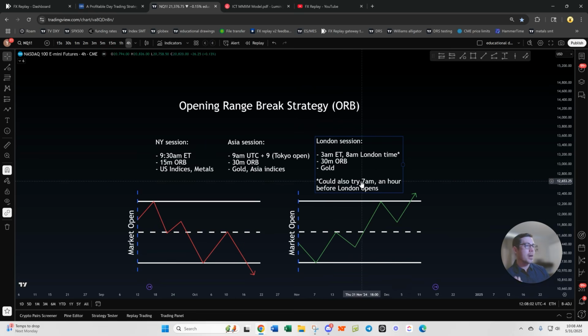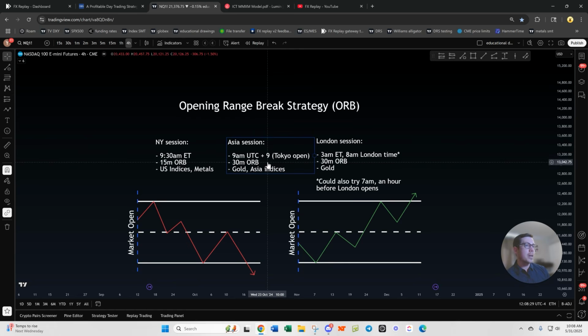A note: I also know a couple people that, instead of using the true London open at 3 a.m. New York time or 8 a.m. London time, use a pre-market ORB, basically an hour before. Today I'm testing during the true London open, but as you backtest this, if you want to trade London session, you could backtest both and see if one produces significantly better results than the other. It's just a note I wanted to mention.